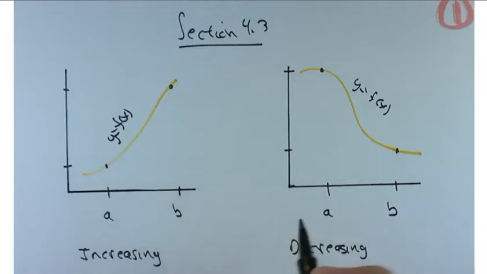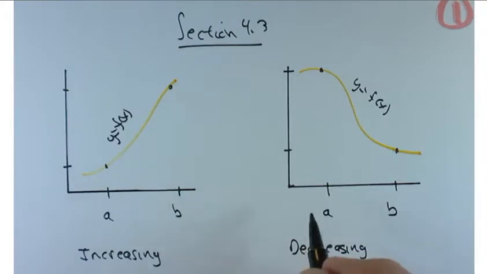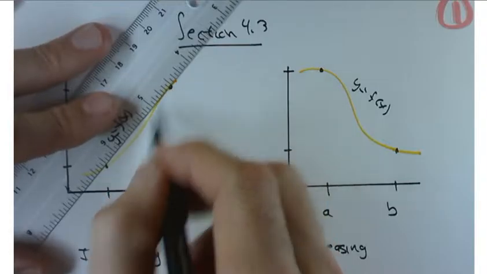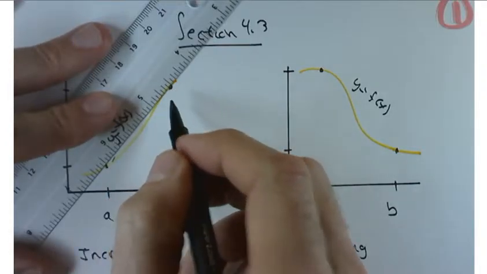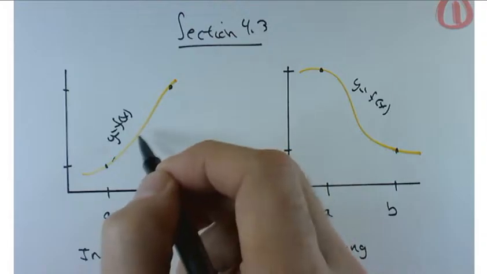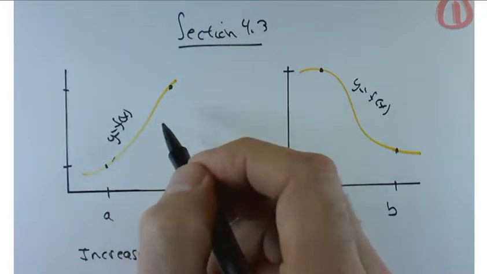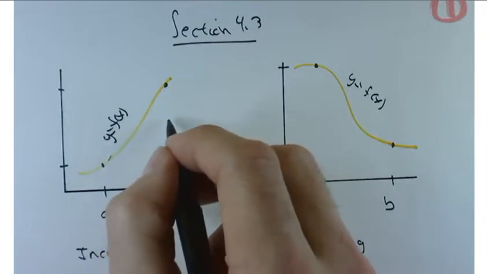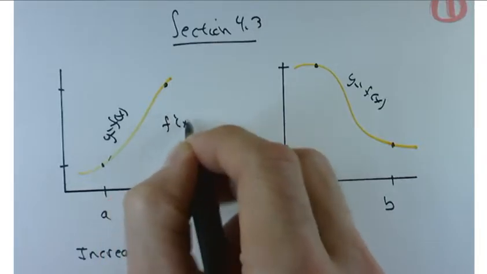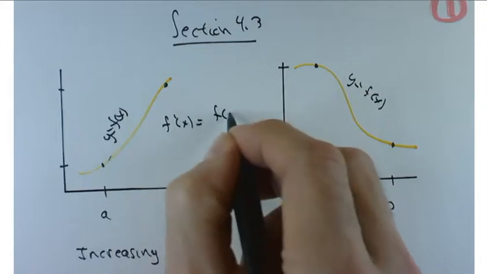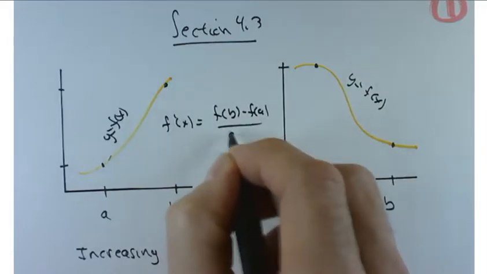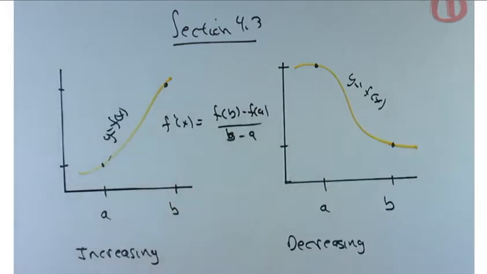The mean value theorem says that the slope of the secant line of a function, basically the line that connects these 2 points, is equal to the slope of the tangent line, or the derivative of the function at some point. So we'll see that summarized like this: f prime of x equals f of b minus f of a over b minus a.